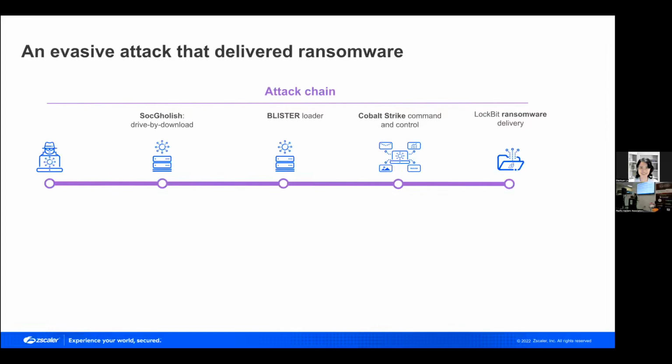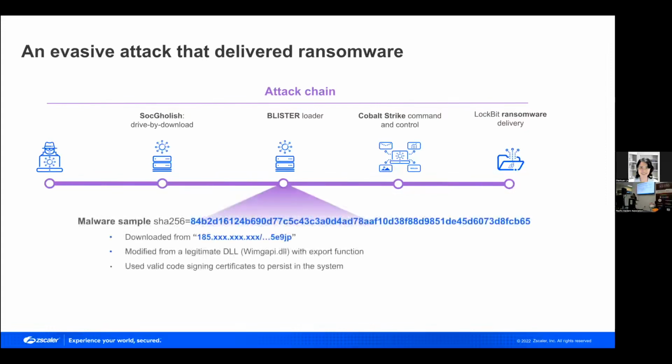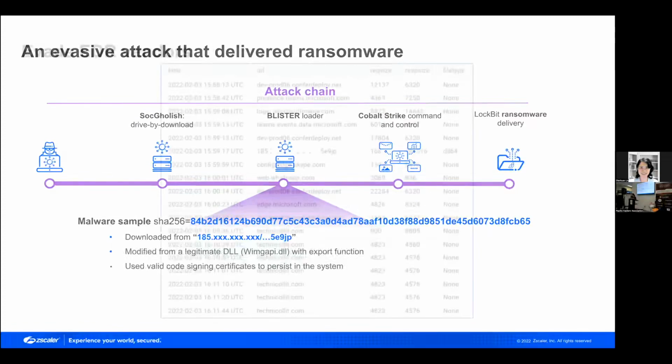You might be thinking, in this attack, if we were able to detect this Blister loader, then we would stop the attack halfway, right? But unfortunately, this Blister loader is very hard to detect. One reason is that it was modified from a legitimate DLL, and also it uses a valid signature so that it can persist in the system. It was actually able to bypass the EDR vendors.